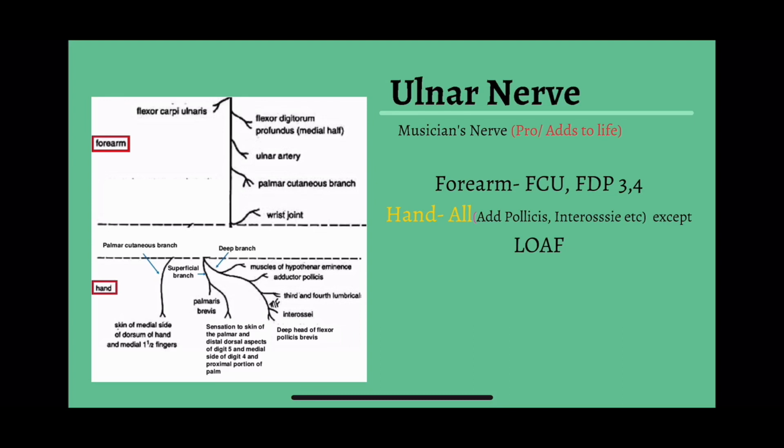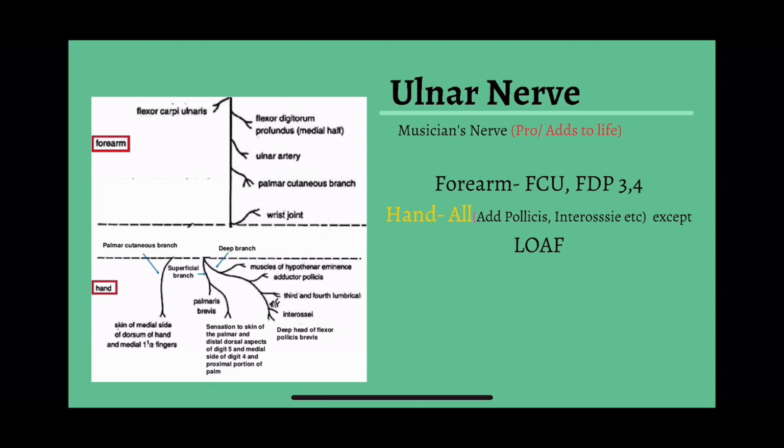Now we will get confused between adductor pollicis and abductor pollicis brevis. Ulnar will adduct the thumb, because musicians adduct the thumb. So adductor pollicis, ulnar nerve; abductor will be median nerve. Simple. We will revise it.